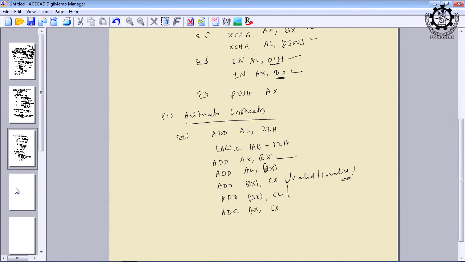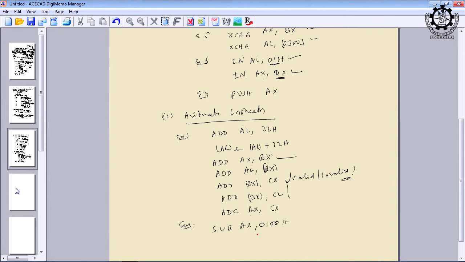ADC opcode is allowed. C stands for carry, add with carry. So, AX content will be added with CX along with the previous carry, if at all any carry is there, that we can get from the carry flag. If the carry flag is set to 1, so carry flag plus AX content and CX content will be added together, all three components will be added together and the result will be stored in AX. And if a carry is generated, the carry flag will be set to 1. If it is not generated, the carry flag will be reset to 0.